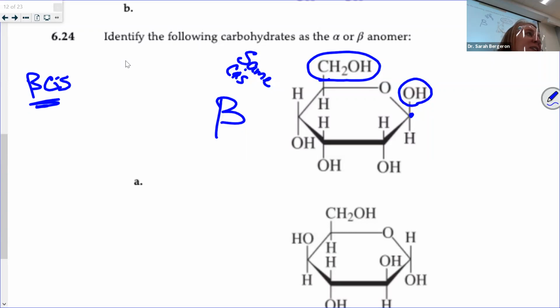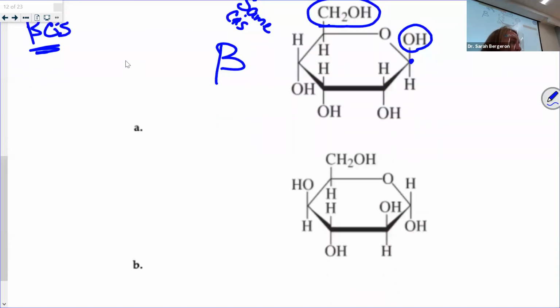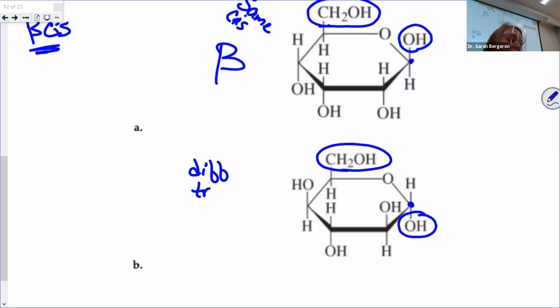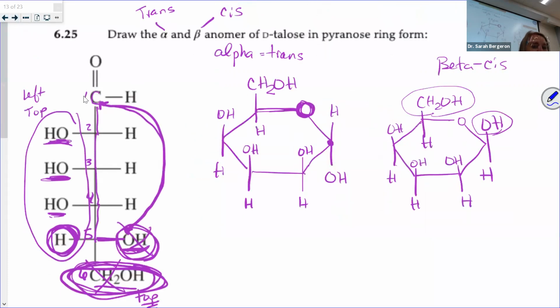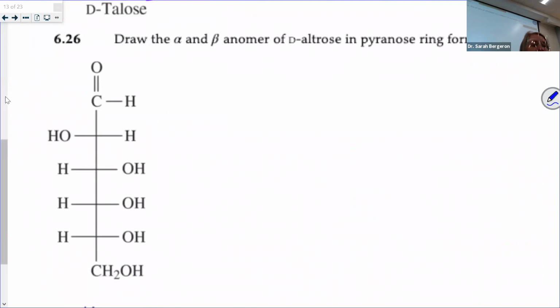You've got to have some way to remember it. If that doesn't work for you, you can make up some little story, whatever it is, but make something work for you. All right, the next one, are we alpha or beta? We look at our anomeric carbon, we find our hydroxyl, we find our carbon above the ring. We're going to see that they are on different sides of the ring, and we know different is trans, and another way to say trans is alpha. Questions? Make sure you know how to find your anomeric carbon. It's going to be so important. So important.